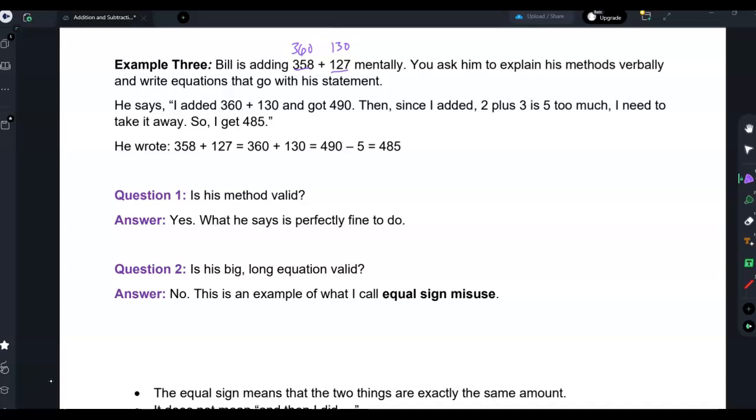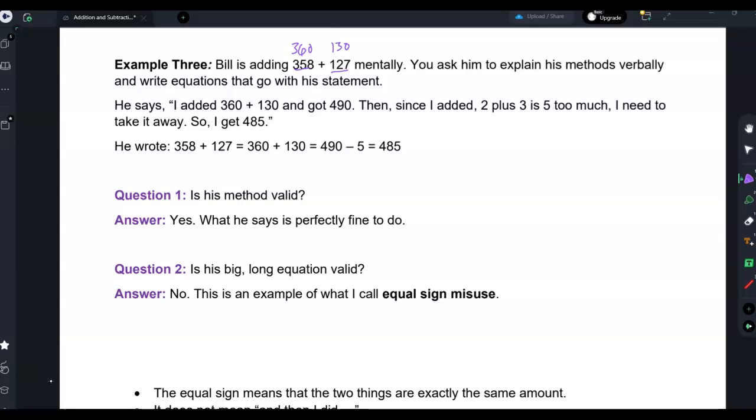And then, is his big long equation valid? No. And so that's where we have an issue with what I call equal sign misuse. This is something that as students, we didn't necessarily get corrected for, because the teacher could tell that we were doing the right process. We can tell that Bill's doing the right thing. He's really doing 360 plus 130, and that gave him 490. And then he realized that he added 5 too much, so he subtracted that off and got 485. We can see the process and the process is right, but the equation is not, right?